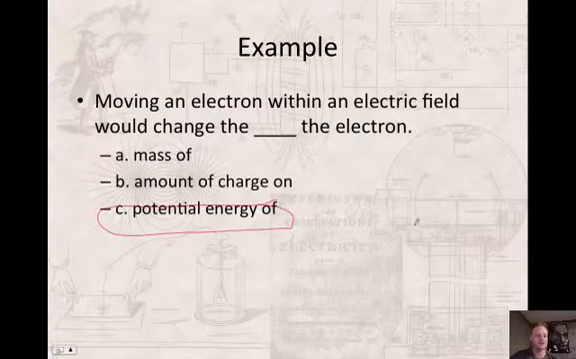Okay, moving it through an electric field would change its potential energy, and depending on what direction you move the electron, it would either be raising it or lowering it. Okay, it just depends on what direction it's going to or from. The amount of charge on the electron is not changed, and the mass of the electron would not be changed just by moving it through an electric field.